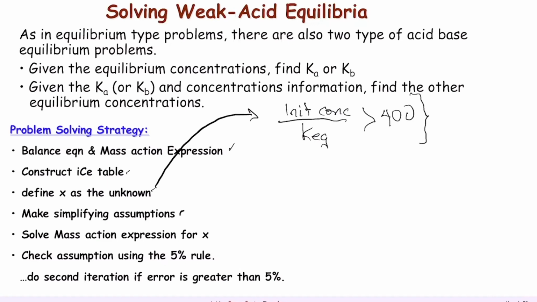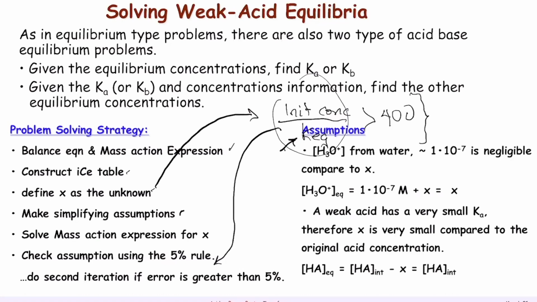And in most cases, acid-base chemistry, they do work. Why? Because your equilibrium constant, your Ka, is so small, it makes this number really large, much larger than 400. Okay, so this will validate the 5% rule. And if it's less than 400 or it's less than 5%, then you need to do a second iteration.